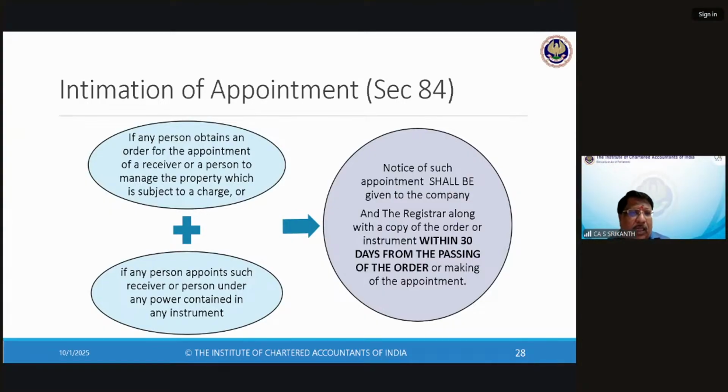For example, if a receiver is appointed, okay, which is subject to a charge, or if any person appoints a receiver, that person should give notice to the company and the registrar along with the copy of the order or instrument within 30 days from the passing of the order or making of the appointment. Okay, seriously I don't know how to connect this, but where any property is subject to a charge and owned by a company and a receiver is appointed, then that has to be intimated to the company and the registrar. Okay.